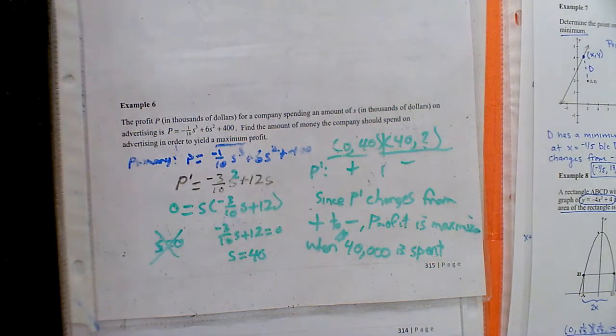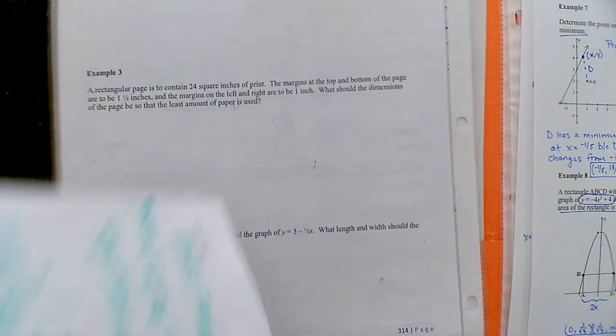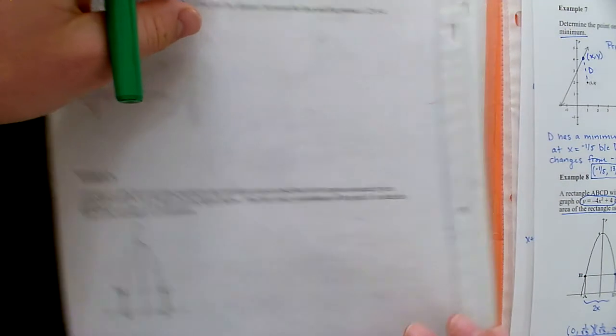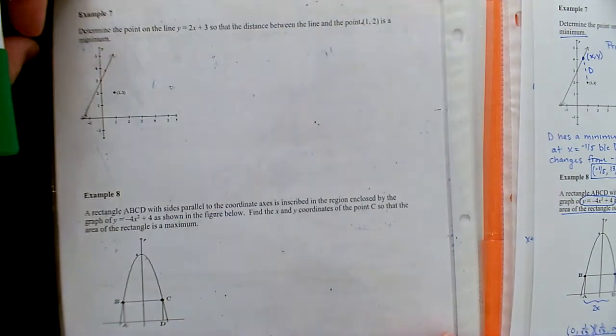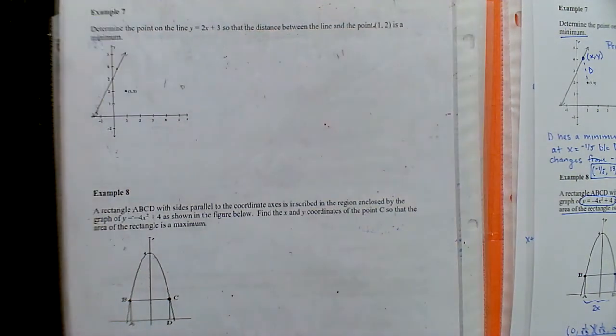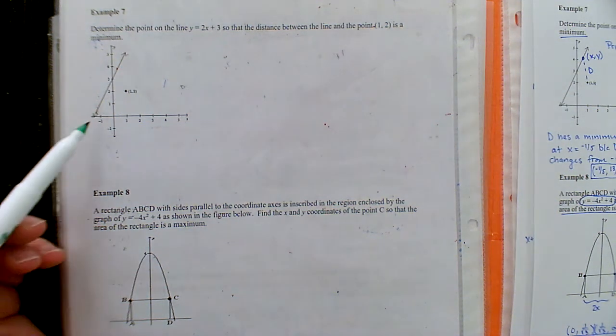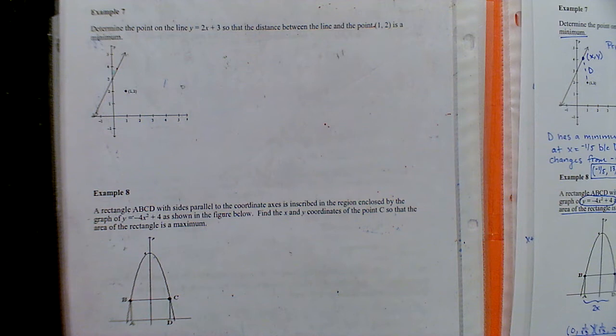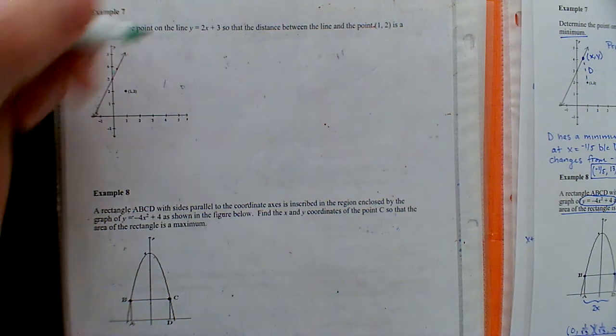Example 7. All right, example 7, they already give us a picture or diagram to look at, so that will be helpful. It says determine the point on the line y equals 2x plus 3, so they have given you that line, so that the distance between the line and the point 1, 2, they give you the point, is a minimum. So they want the distance to be a minimum.